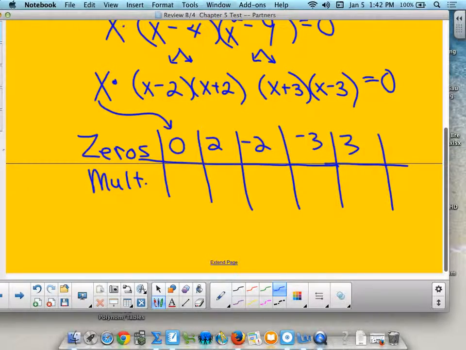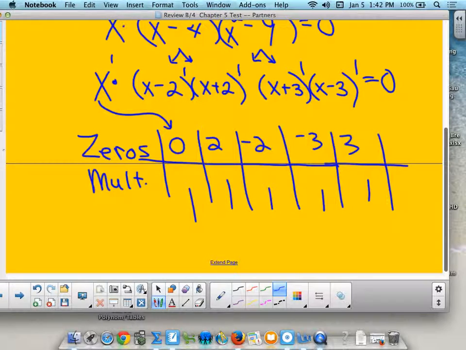And the multiplicities are so easy. All you do is look at the exponent. x to the first, x minus 2 to the first, first, first, first, boom, we're done.